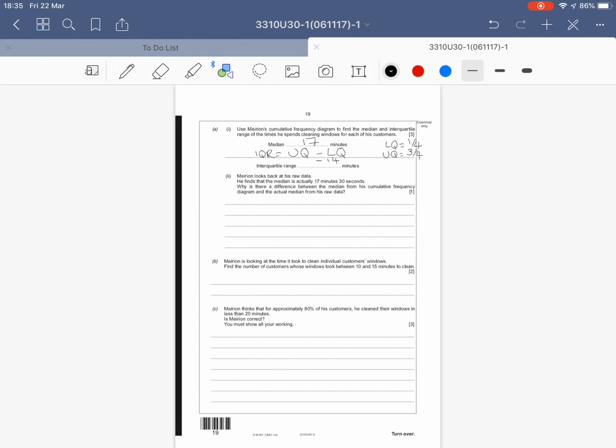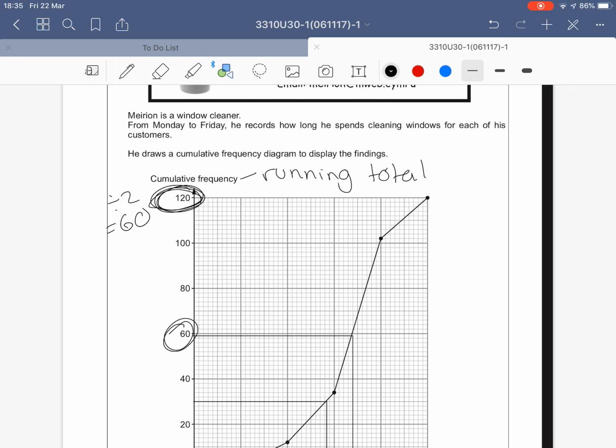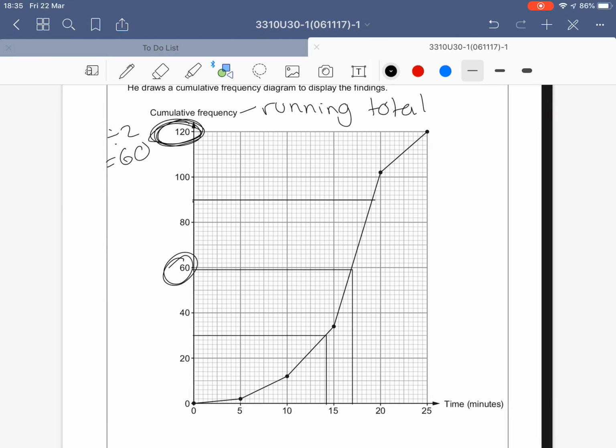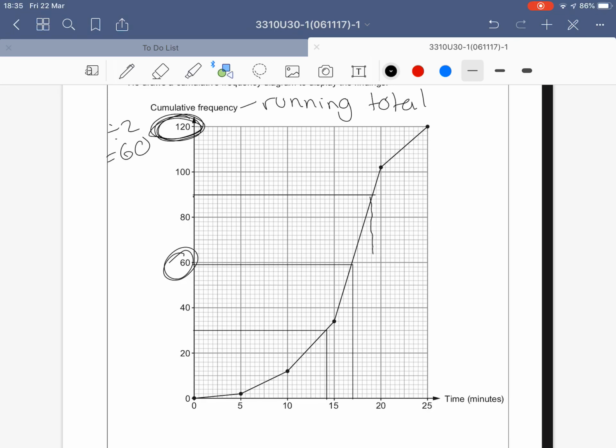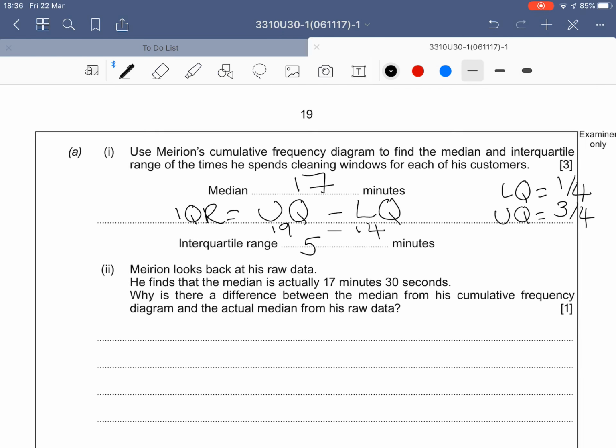And the upper: I need 3 quarters of 120, which is 90. So I go across here at 90 and read down. Oh dear, it's going wobbly. I'd say that's 19. So I'm using the bottom numbers for all these. So 19 take away 14, because it's interquartile range, it's a range, gives me 5. Interquartile range is 5 minutes.